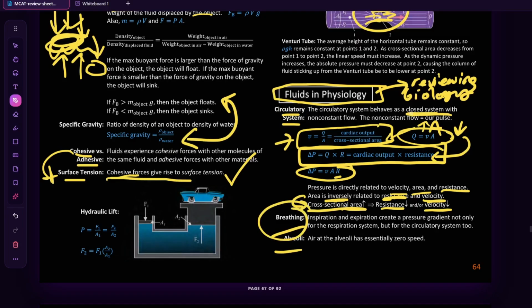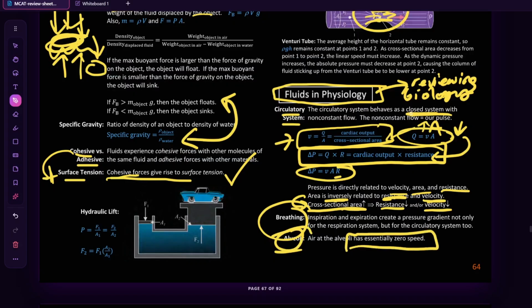And then for breathing, when you inhale or exhale, you're creating a pressure gradient. That basically explains how your body breathes in air. I don't know how to explain it that well, but you're not actually pulling in air; the air particles are naturally trying to equilibrate the difference in pressure across the gradient. When you inhale and exhale, you're creating a pressure gradient, and that doesn't just move air in and out of your lungs. It also affects your circulatory system, because pressure changes in your chest cavity affect the vessels running through it. And the air at the alveoli has essentially zero speed.